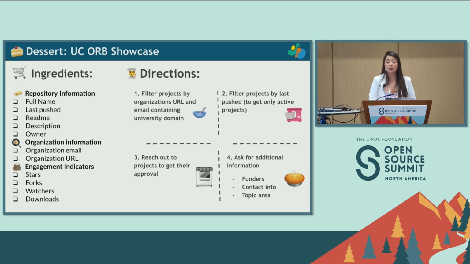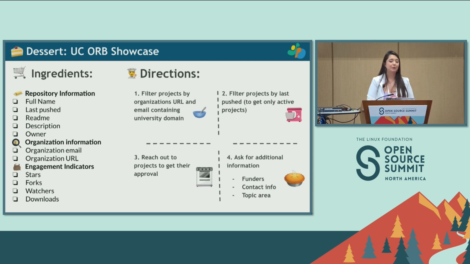We are currently also asking the projects for additional information, which we think will be useful to put on the website. Some of that is the funders, who the funders for the projects are. Some projects have that information in their READMEs, but that's not as easy to find. The other thing is contact information. Because the goal of this showcase is to help connect people, having contact information is very important, so that people who are interested in a tool or in collaborating know how to reach out.